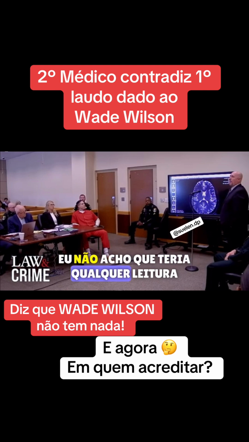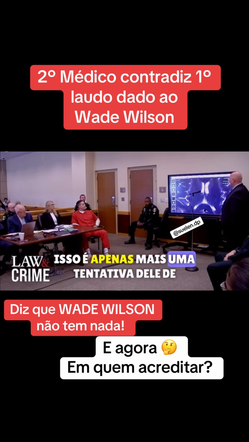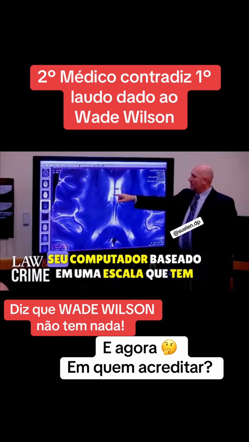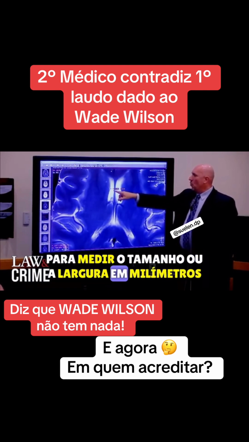We could go to the next slide, please. What are we looking at here? Is this just more of him trying to say? This is just him using whatever program he has on his computer, based on a scale that it has, to measure the millimeter size or width of these ventricles.